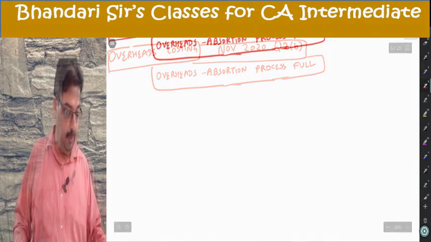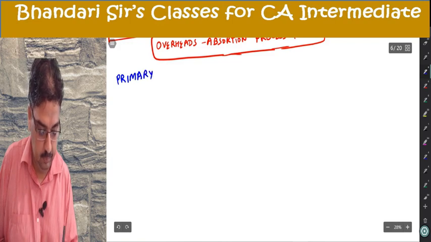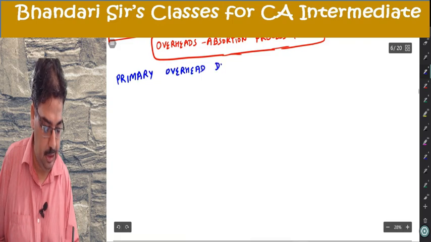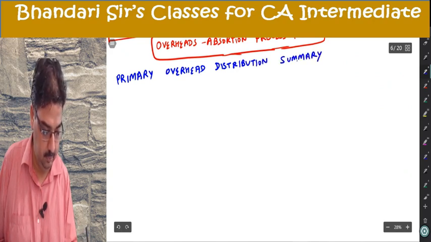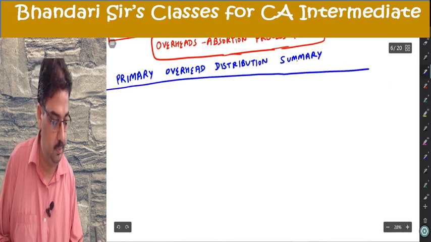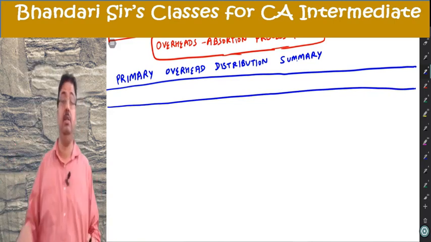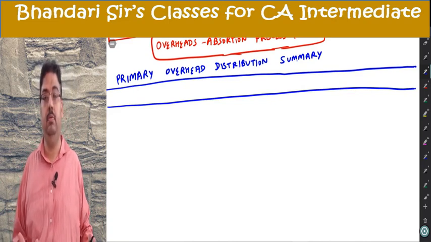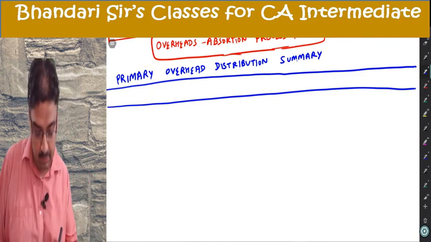The first statement is the primary overhead distribution summary. It is a statement that helps me reach apportionment. In this question, there are 5 departments, so I will get 8 columns, or maximum 9 columns if you want to make a separate column for the ratio, but I will do it in brackets only, so I will take 8 columns.